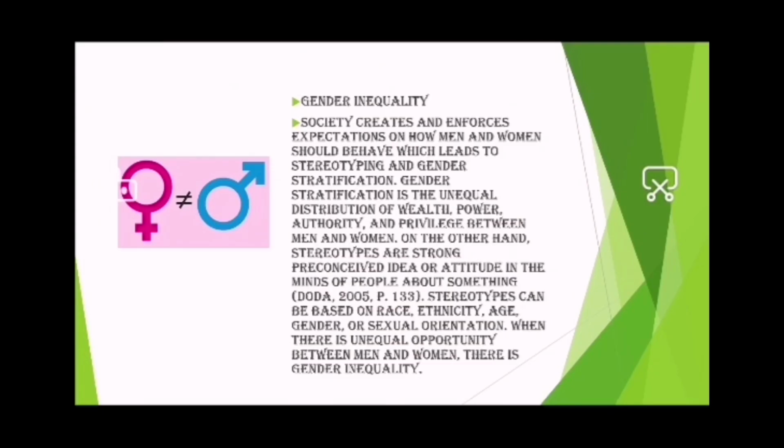Next, gender equality. Society creates and enforces expectations on how men and women should behave, which leads to stereotyping and gender stratification. Gender stratification is the unequal distribution of wealth, power, authority, and privilege between men and women. On the other hand, stereotypes are strong preconceived ideas or attitudes in the minds of the people about something. Stereotypes can be based on race, ethnicity, age, gender, sexual orientation. When there is no equal opportunity between men and women, there is gender inequality.